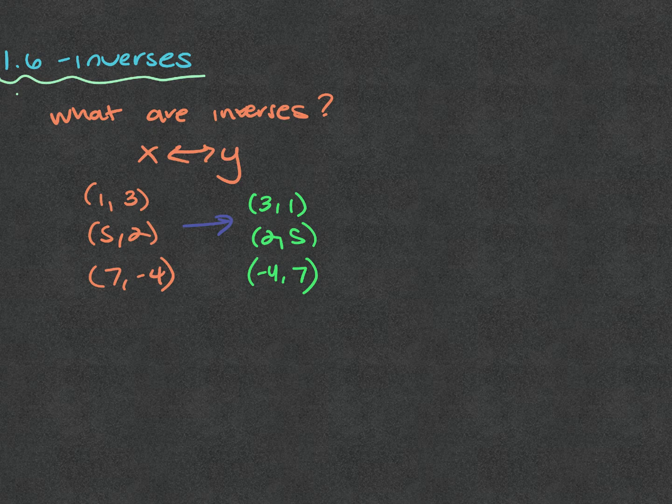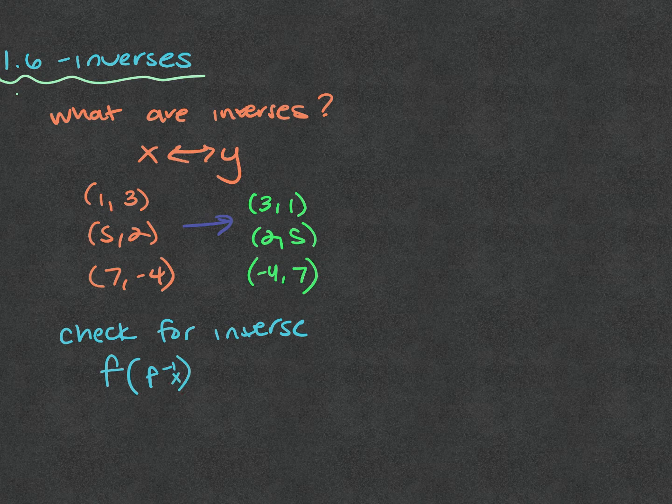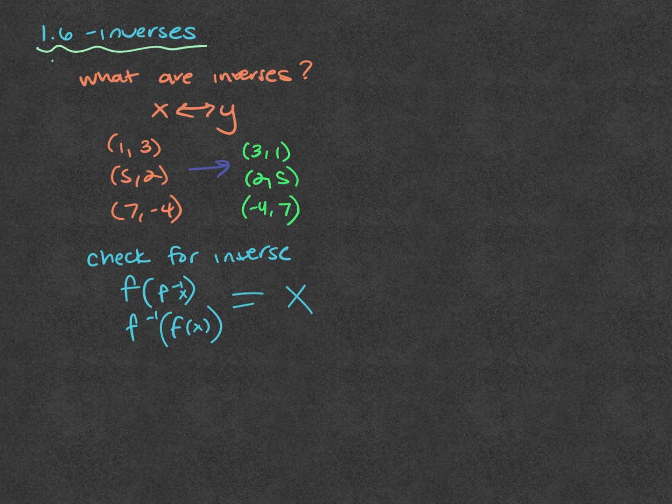How do we check to see something is an inverse? To see if it's right, we do f of f negative 1 of x and f negative 1 of f of x, and they both have to equal x. If I have two functions and I plug one into the other and simplify, it has to give me x, both directions. We had an f of x equals something and a g of x equals something.